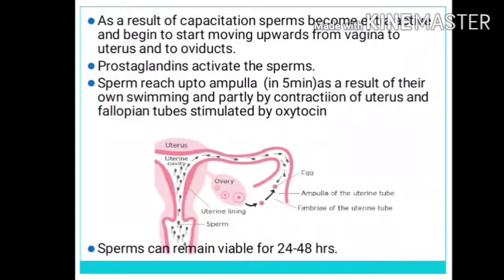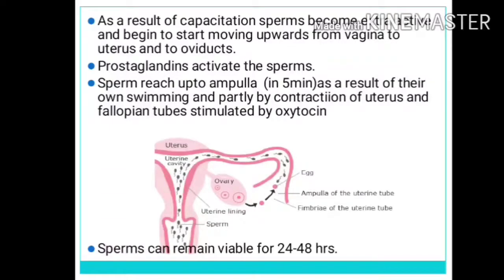As a result of capacitation, sperms become extra active and begin moving upwards from the vagina to the uterus and into the oviduct. Prostaglandins activate the sperms. The vestibular secretion of the female also enhances sperm motility. The sperm swims at an average speed of 1.5 to 3.5 mm per minute. Sperms reach the ampulla as a result of their own swimming and partly by contraction of the uterus and fallopian tubes stimulated by oxytocin of the female. After capacitation, the sperm may reach the ampulla within 5 minutes. Sperms can remain viable for 24 to 48 hours, and the ovum for about 24 hours.